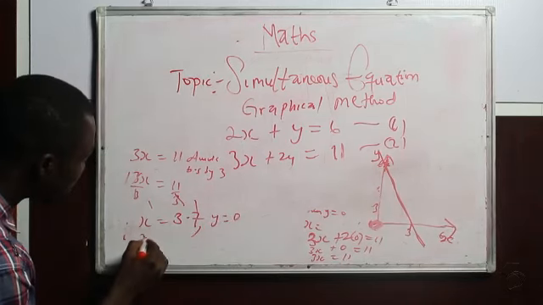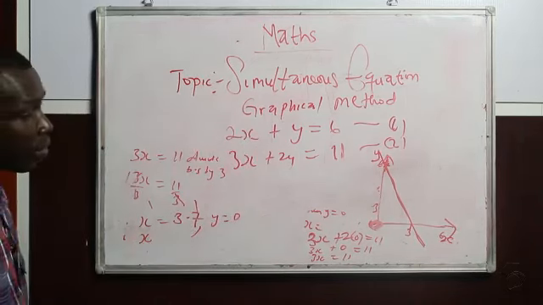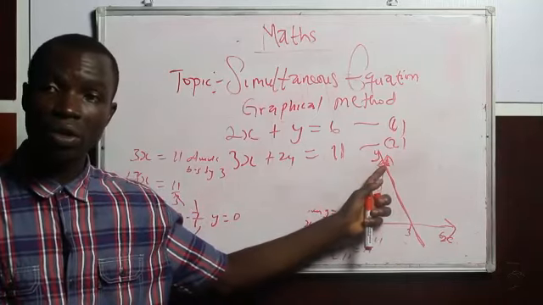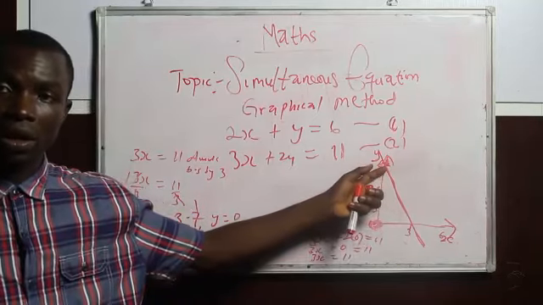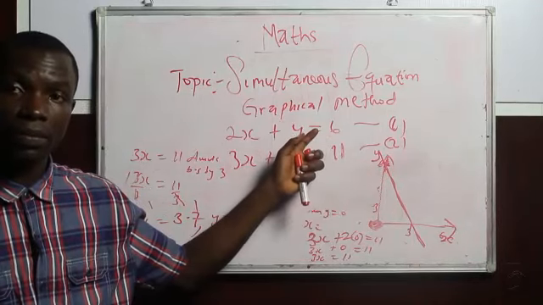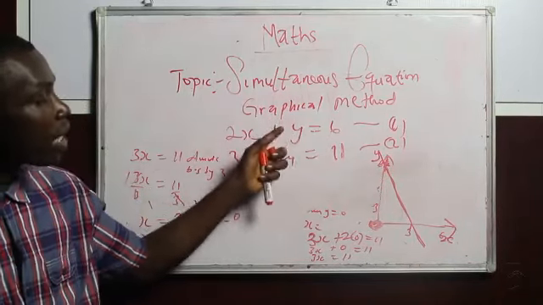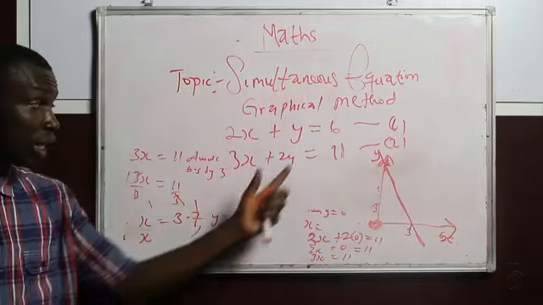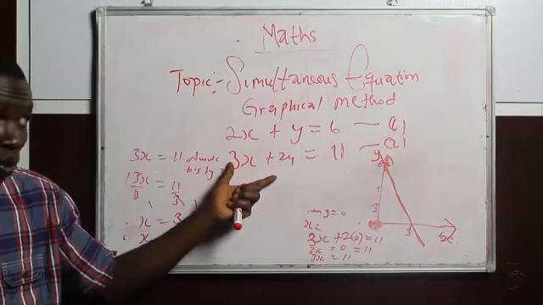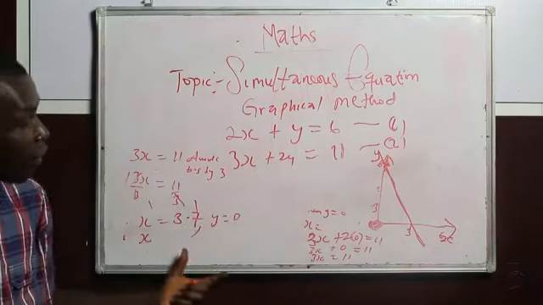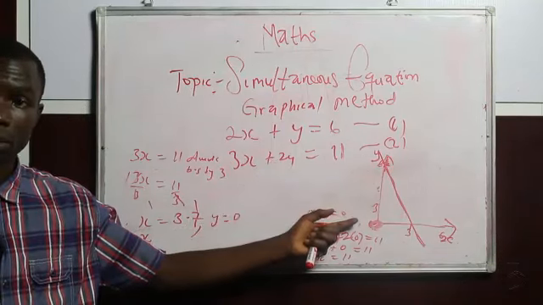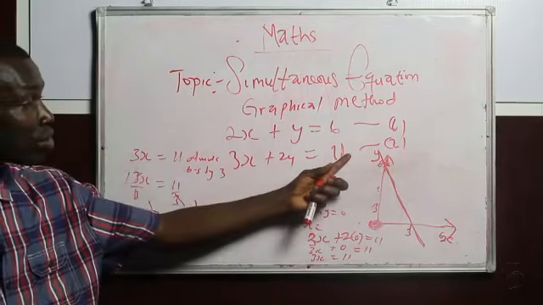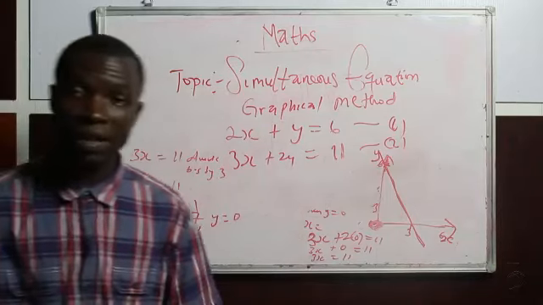And in the first equation that we solved, we said when x is equal to 0, our y was equal to 6, and when y equal to 0, our x was 3. Now consider equation 2 here. When x is equal to 0, our y was 5.5. And then when y equal to 0 in equation 2, our x is equal to 3.7.